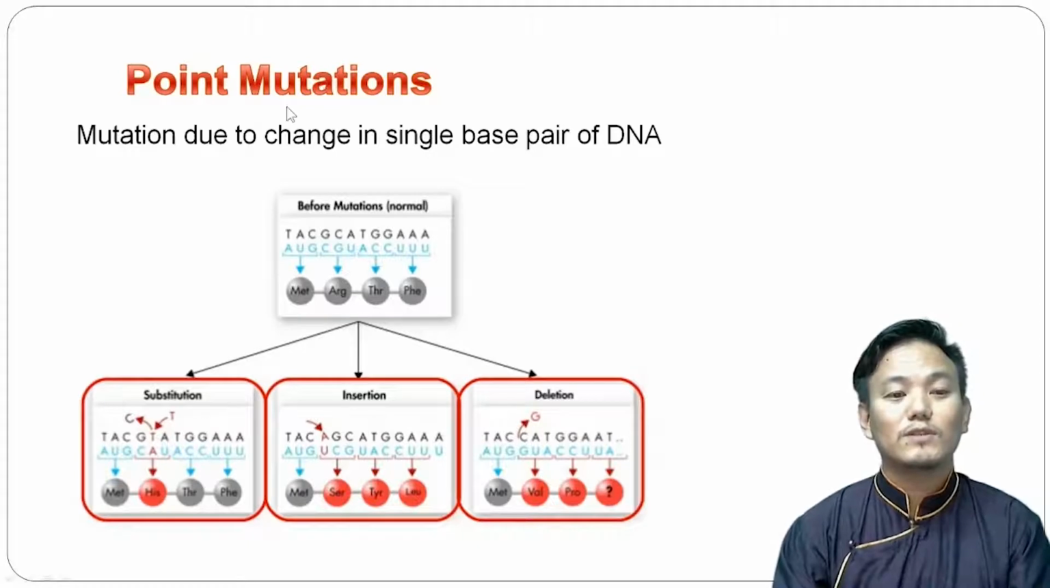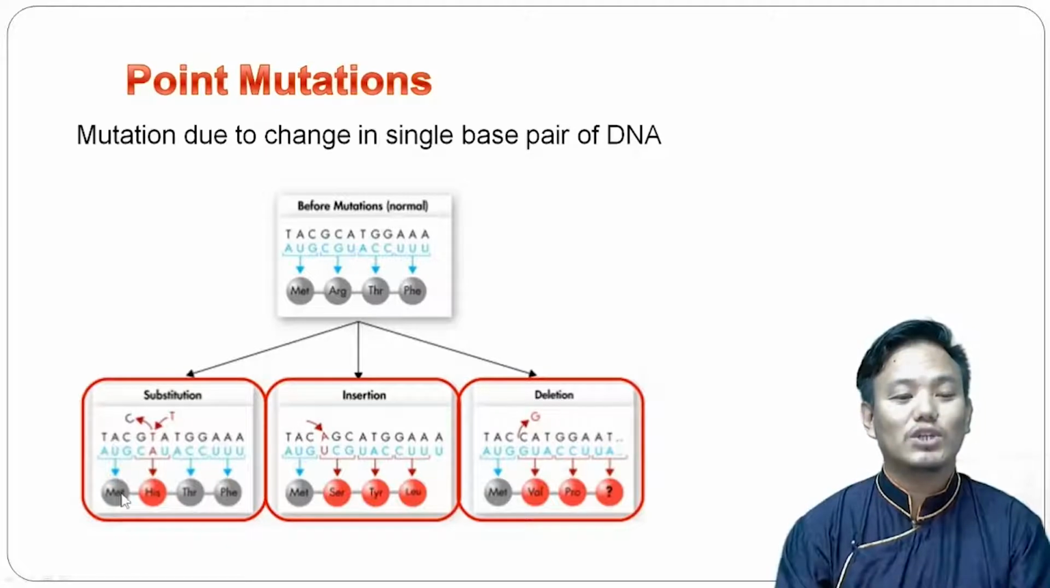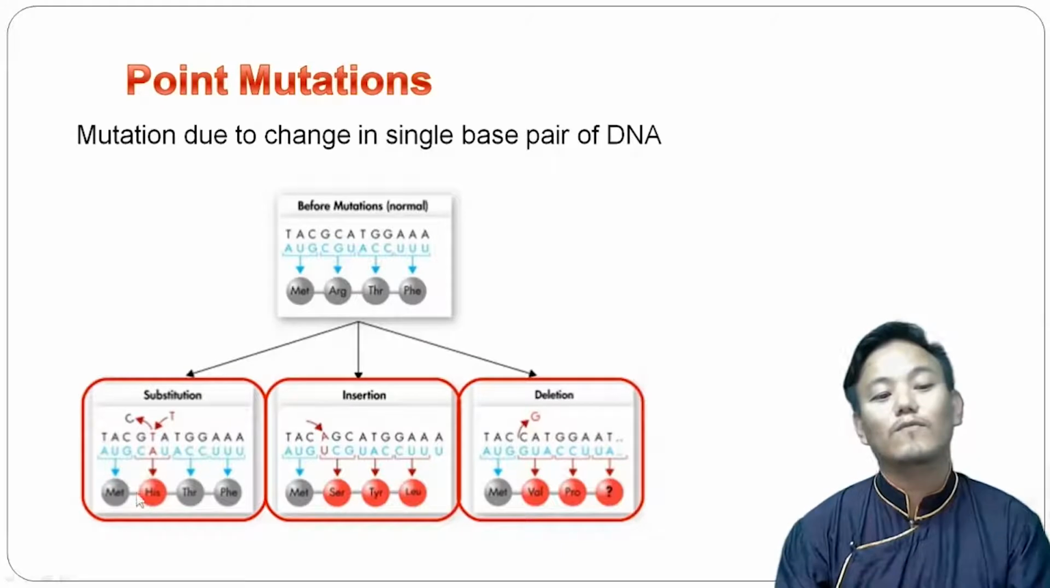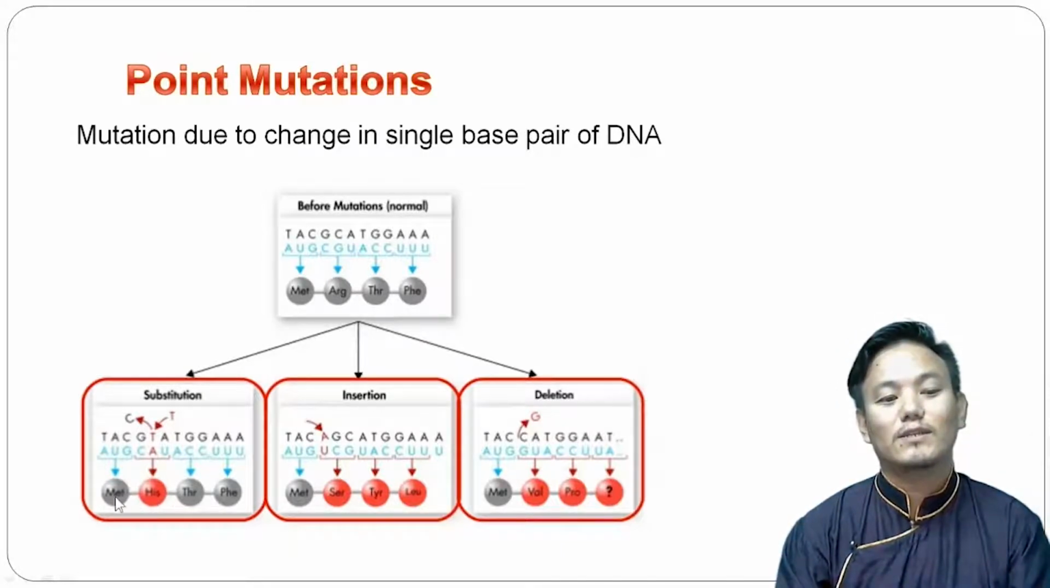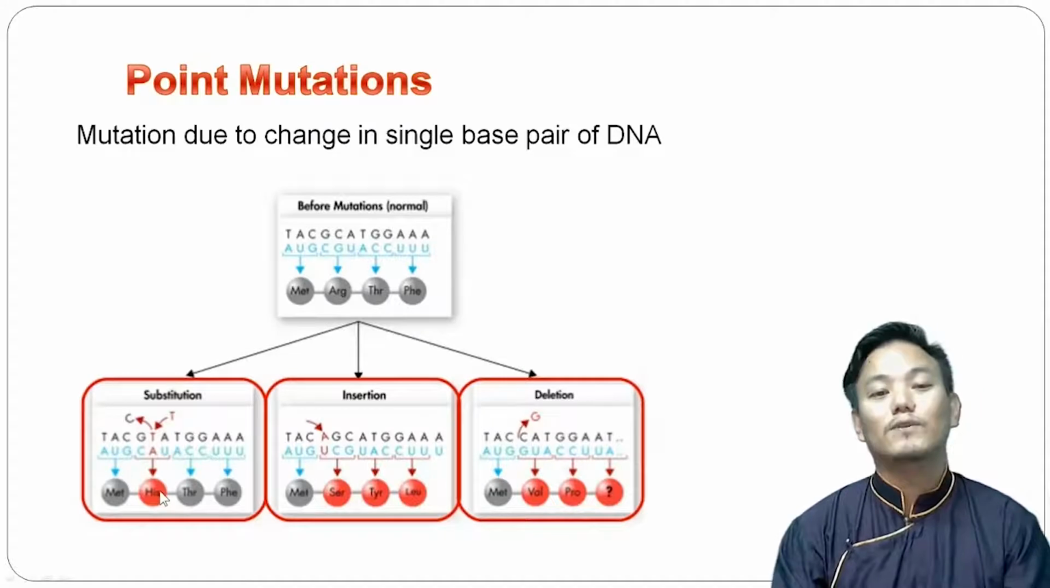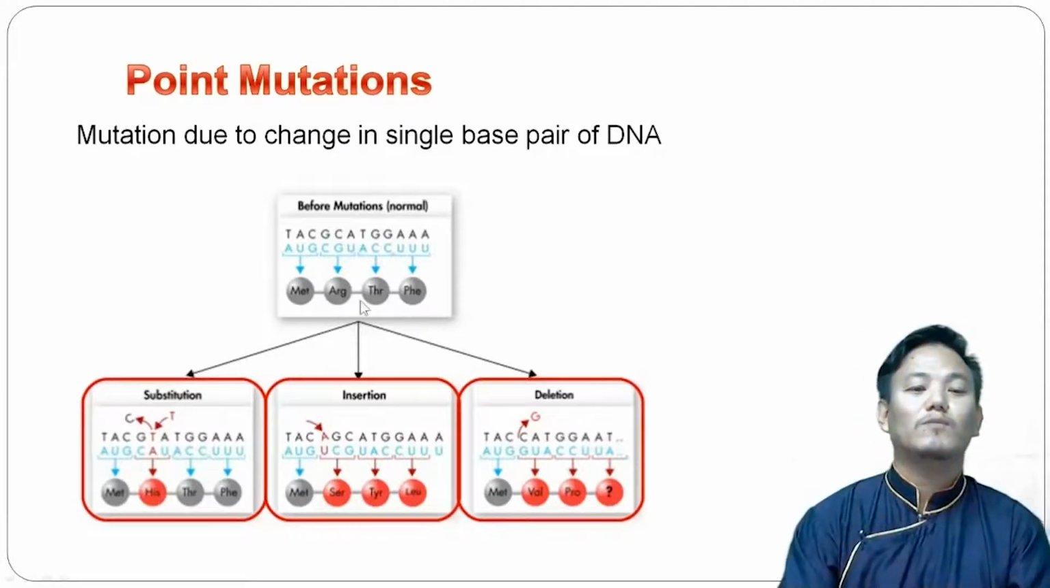In substitution mutation, you can see over here, in the normal case, methionine is followed by arginine. But in the substituted or mutated gene, it leads to the formation of methionine followed by histidine. So the amino acid sequence is changed over here. Such an amino acid sequence change can also lead to a different phenotype. So that is the first form of point mutation.